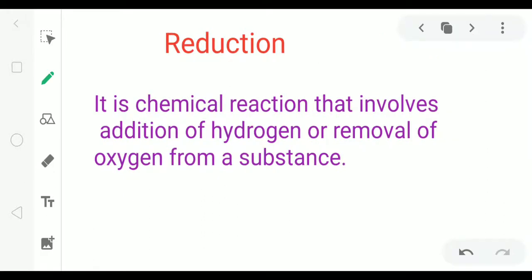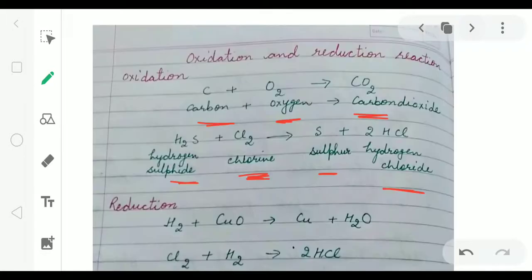Reduction reaction. It is chemical reaction that involves addition of hydrogen and removal of oxygen. For example, hydrogen plus copper oxide, copper and water are produced. So here it is removal of oxygen from copper oxide. Chlorine plus hydrogen gives hydrogen chloride. Here it is addition of hydrogen. Hydrogen is getting added in the chlorine to form hydrogen chloride.